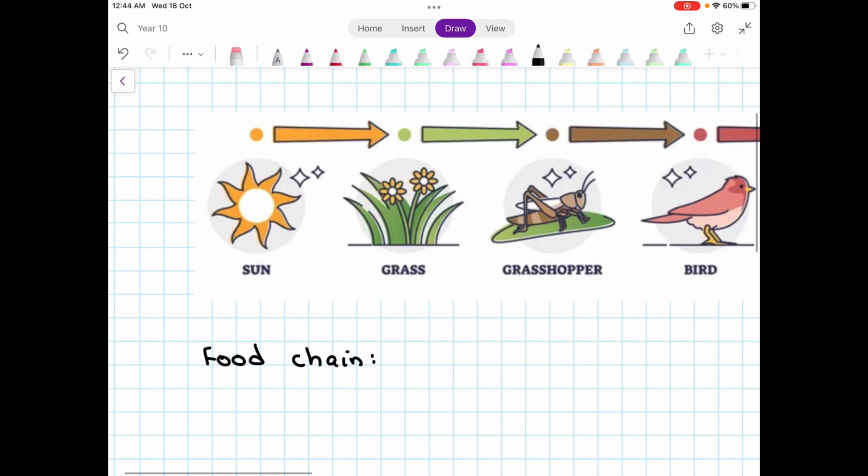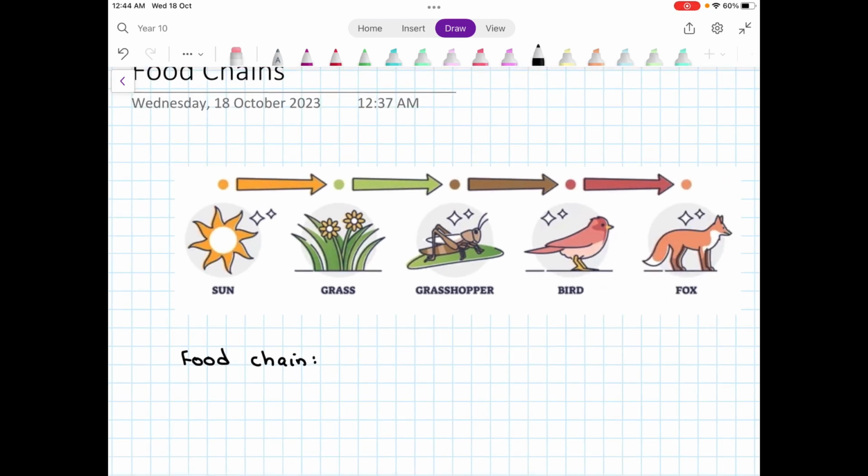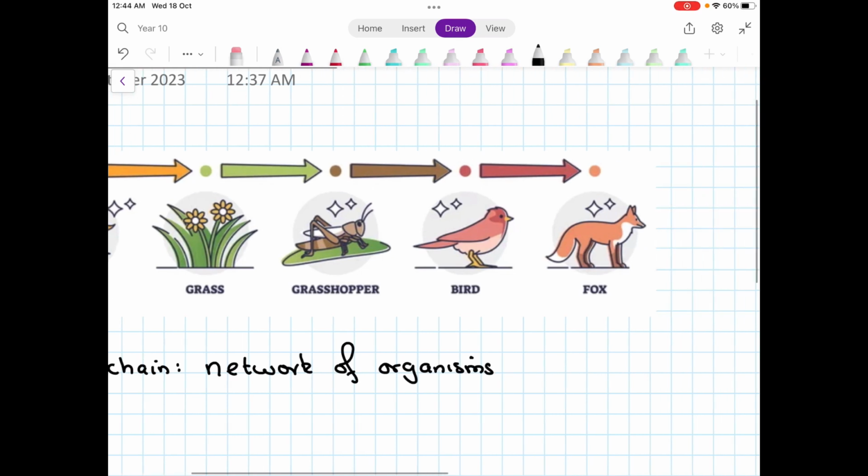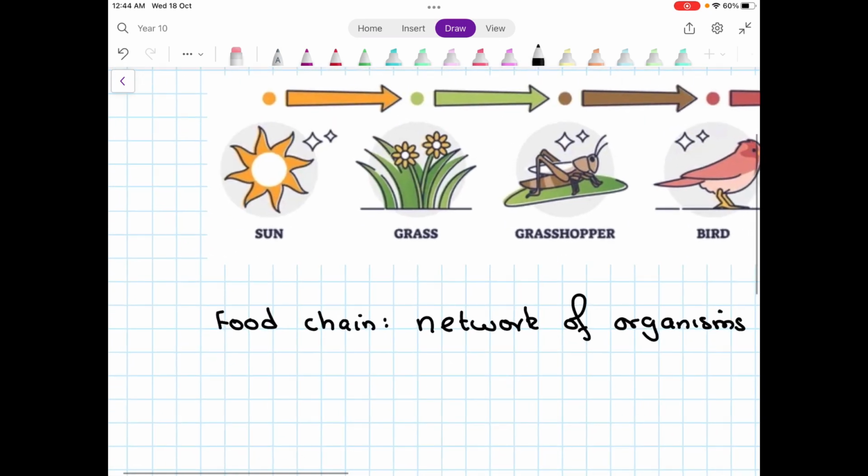Today we are going to be taking a look at food chains. So first of all, what is a food chain? A food chain is like this diagram above. It is a network of organisms which rely on each other as a source of food.